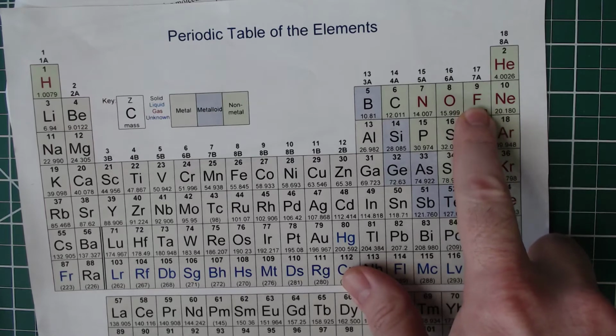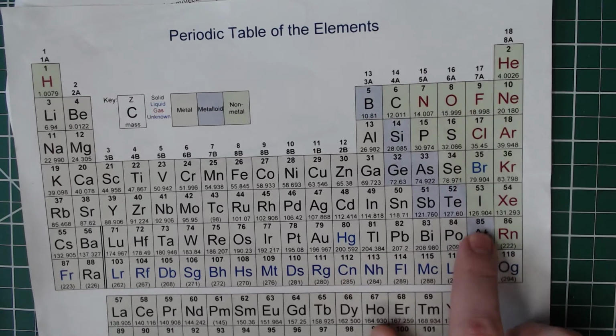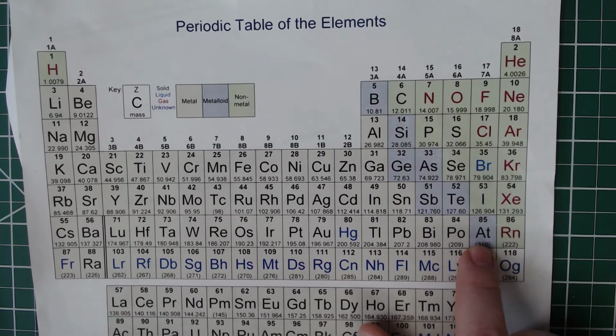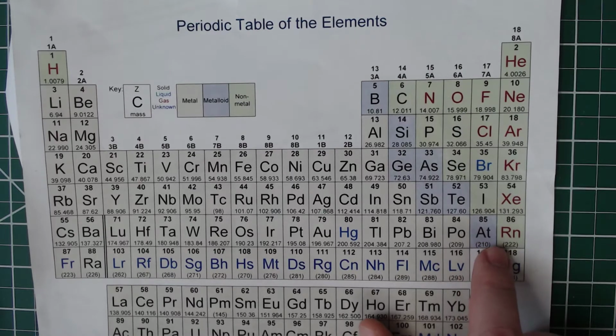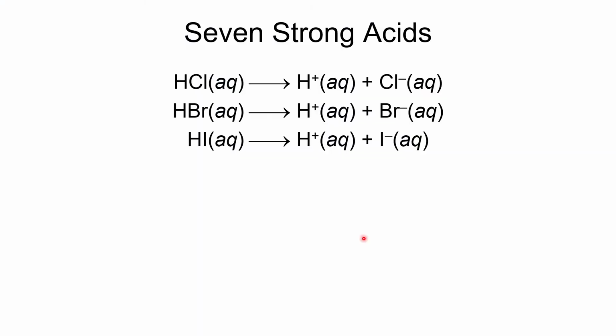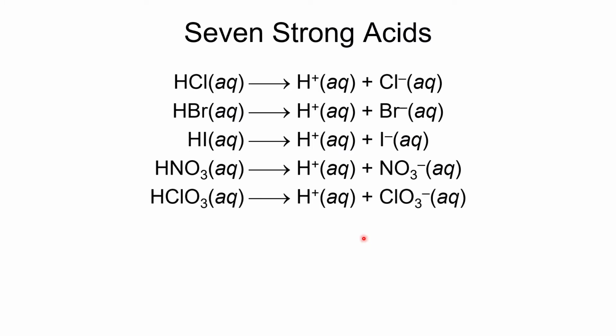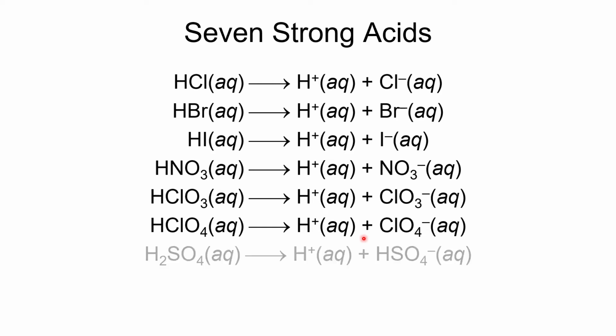HF is the only one in that group that is not acidic. If we go down further to HAt, astatine may be a strong acid, but again, it's radioactive, and so we're not going to mess with it. Next, we have nitric acid, which is a strong acid, chloric acid, perchloric acid, and sulfuric acid. I want you to memorize these. There are only 7 here that you have to memorize, and it's pretty easy to do this. So those three that are in group 7, and then nitric, chloric, perchloric, and sulfuric.